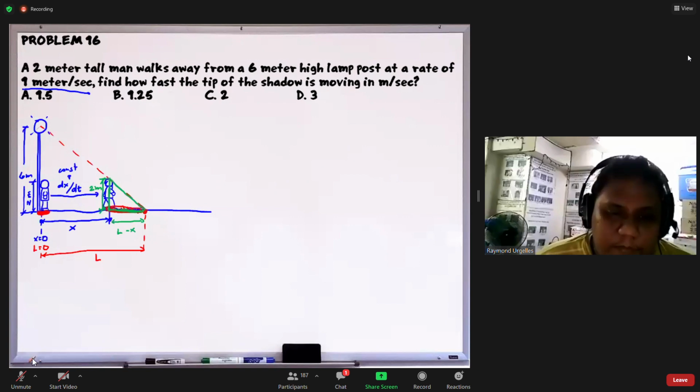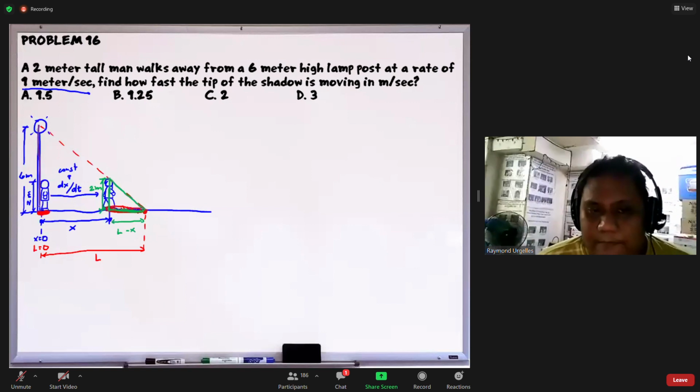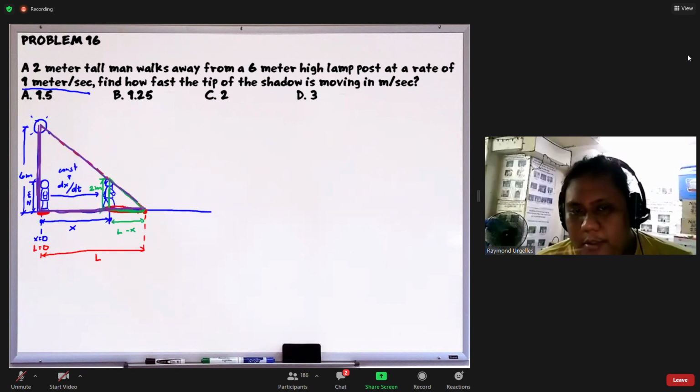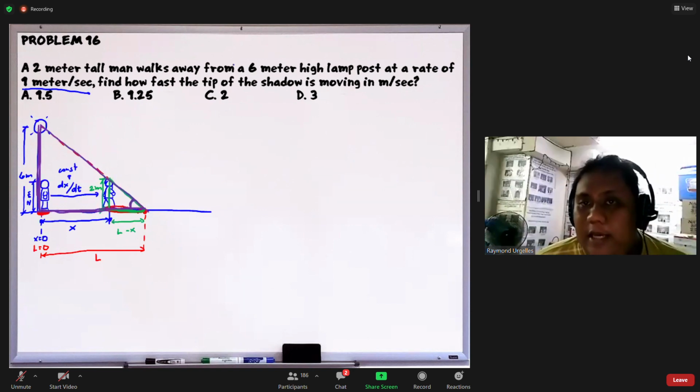Next, we will consider the larger triangle, which contains the lamppost as one of the sides, up to the tip of the shadow. So hanggang dito, and this is our hypotenuse here. Since they share an angle here and both are right triangles, the two right triangles are similar. For the larger right triangle, its sides are 6 meters and this L.